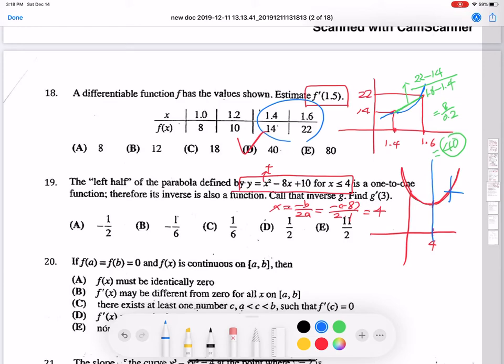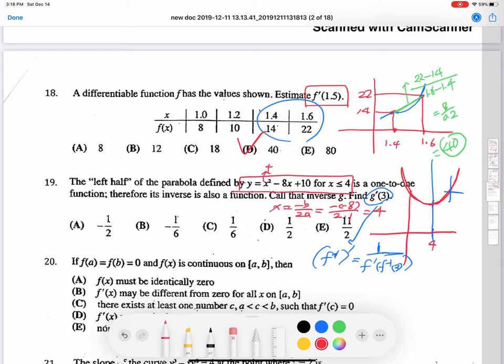Okay. Find g prime of 3. f is a one-to-one function, the derivative of its inverse. Its inverse is also a function, called the inverse function g. Okay, what is g prime of 3? That means the derivative of the f inverse function, right? What's the formula? 1 over f prime of f inverse of 3.